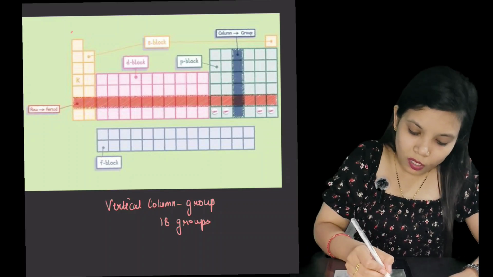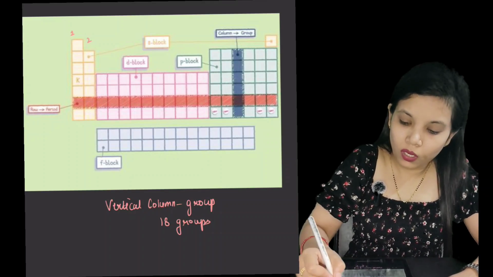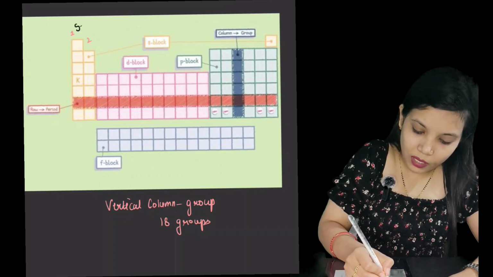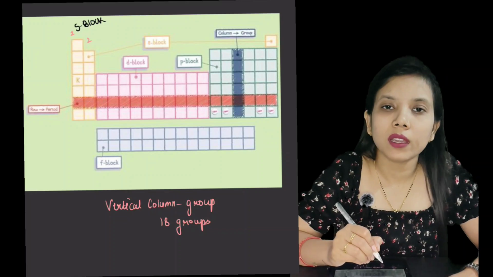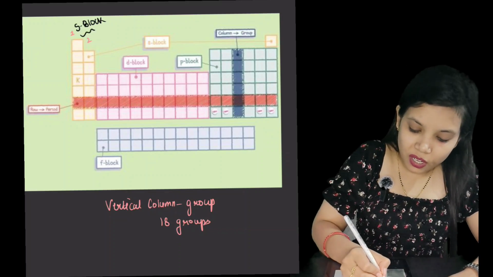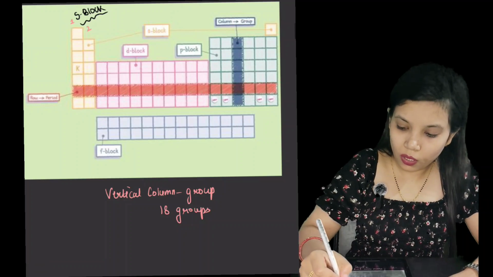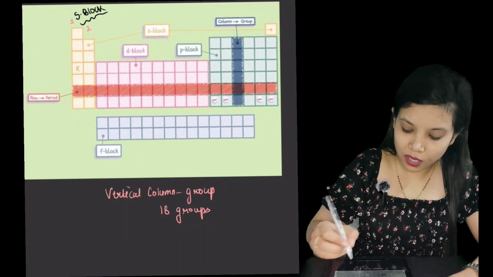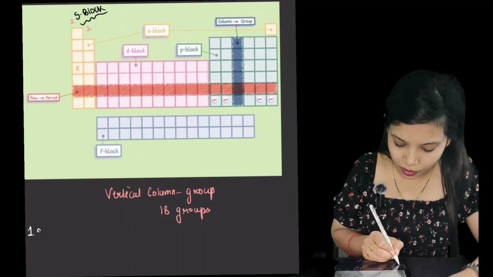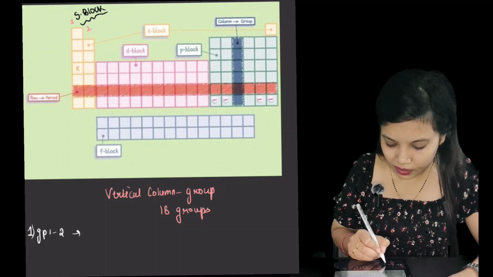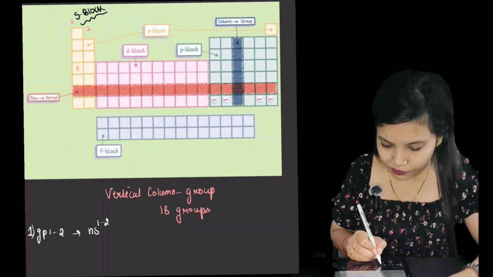Now, if I talk about group number 1 and group number 2, these groups 1 and 2 are called S block elements. The general configuration of these S block elements, for group number 1 and group number 2, is ns1 to 2.